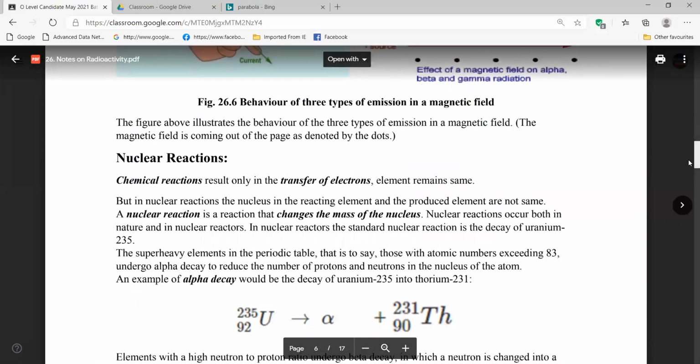In nuclear reactions, we have some reactions related to the nucleus. We are dealing with the nucleons, that means protons and neutrons. And in nuclear reactions, the element changes. You know, the elements maintain the atomic number or proton number. If it has 6 protons, then it is carbon.